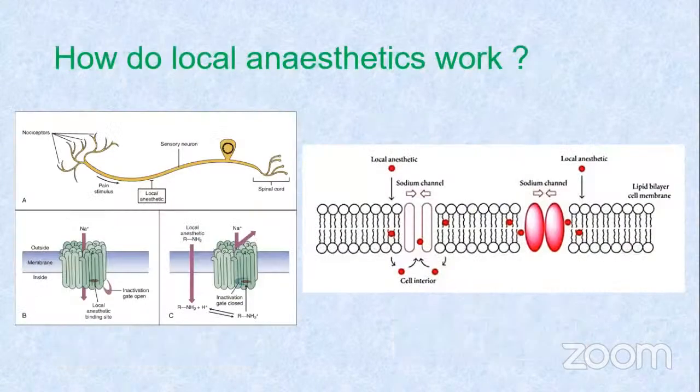Now let's see how local anesthetics work. Local anesthetics combine with specific sodium ion channel sites on the nerve membrane, and they affect the membrane potential by reducing sodium ion passage through the sodium ion channels and block the generation and conduction of nerve impulses.